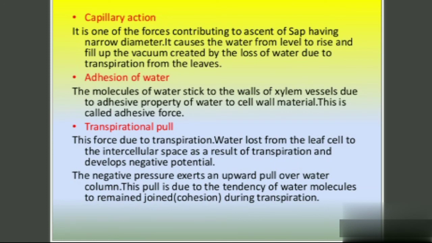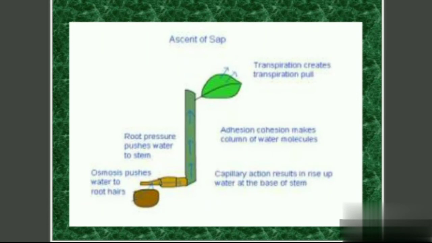Okay students, so this is the cohesive property. Cohesion is between similar molecules, water to water. So as water is lost, it simultaneously pulls the other water molecules upward. This is all about ascent of sap. Transpiration creates transpirational pull. Root pressure pushes the water into the stem, and in the stem you will find capillary action. Then it goes to the leaves by transpirational pull. So this is the ascent of sap.